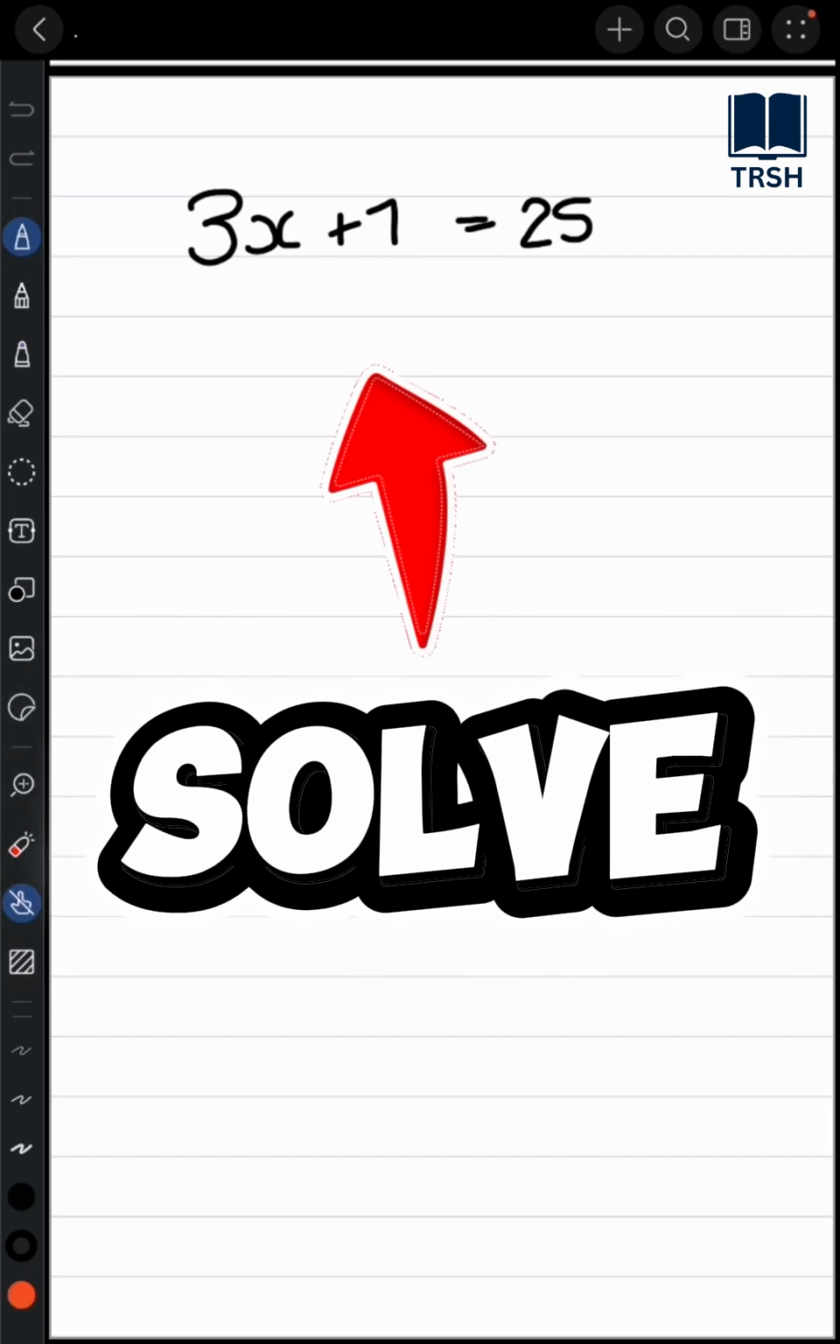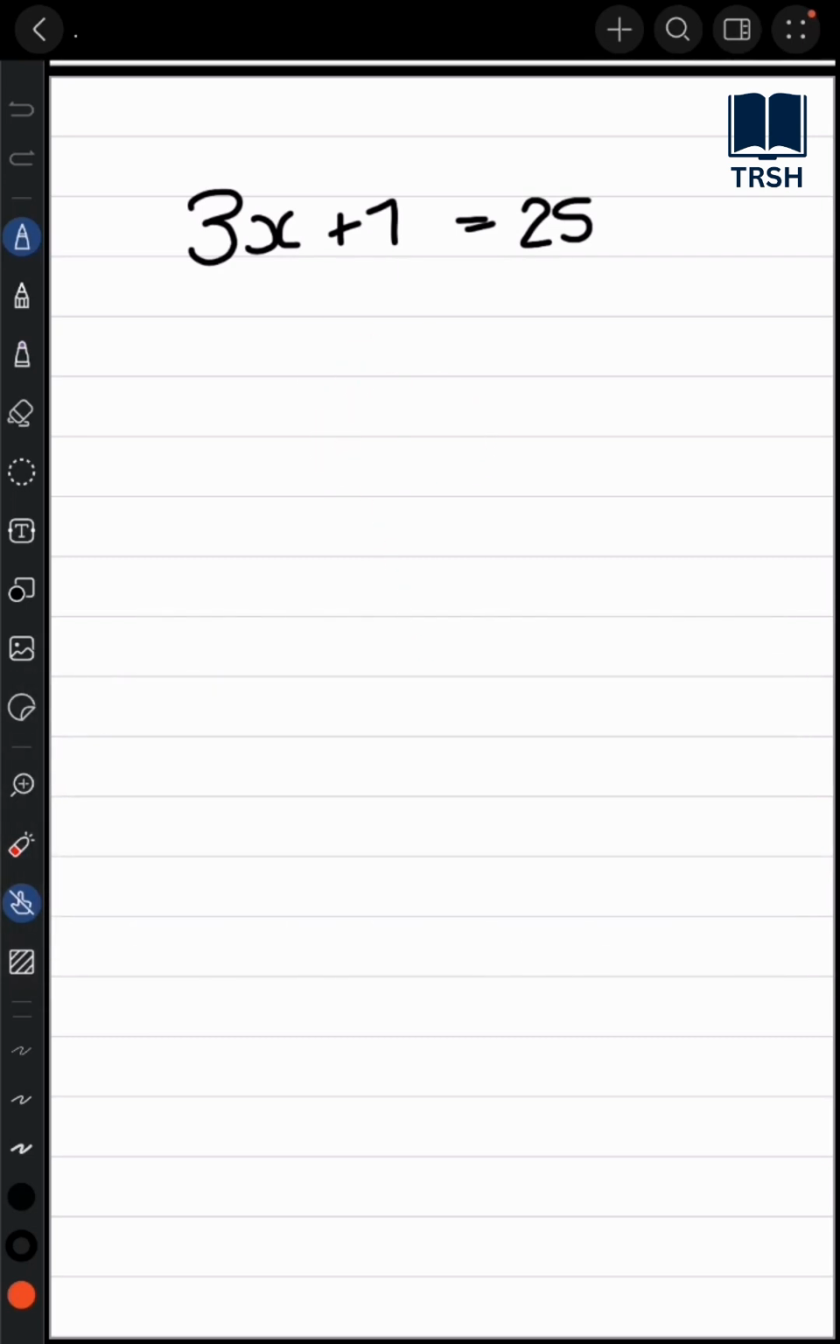So this is the sum that we have, right? This is the equation that we have. We have 3x plus 7 is equal to 25. So if you have numbers, like in this case, plus 7, what you need to do is you need to transfer it to the other side.